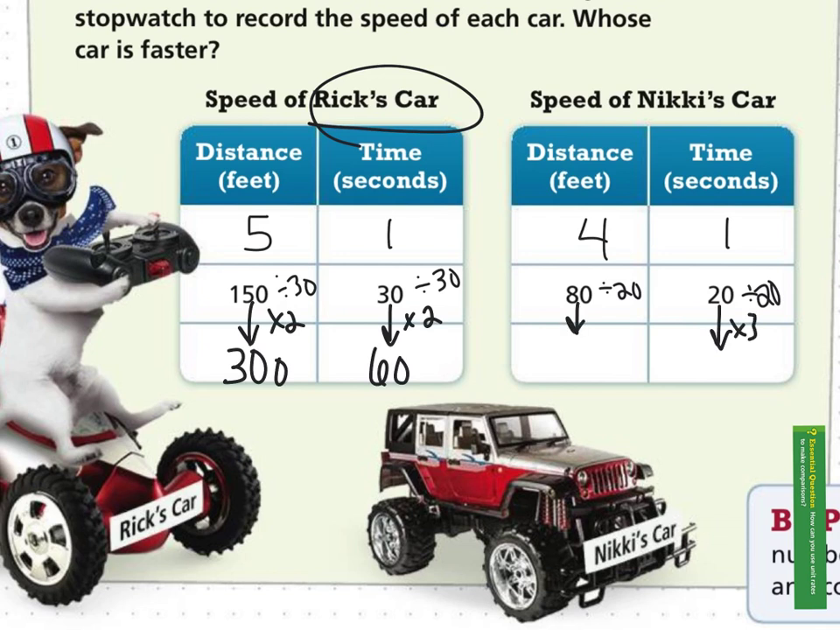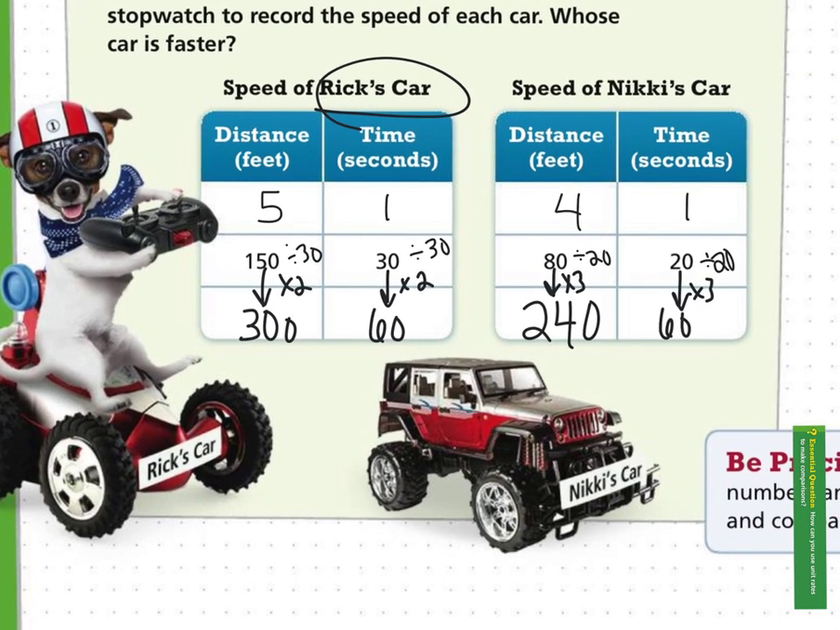The second one, 20 times 3 is 60. And if we do 80 times 3, that would be 240. So 300 feet in 60 seconds or 240 feet in 60 seconds, again, is showing that Rick's car is going a further distance in the same amount of time, so Rick's car is faster. And understand, you don't have to do both of those ways. One or the other would be sufficient in order to find the answer for that problem.